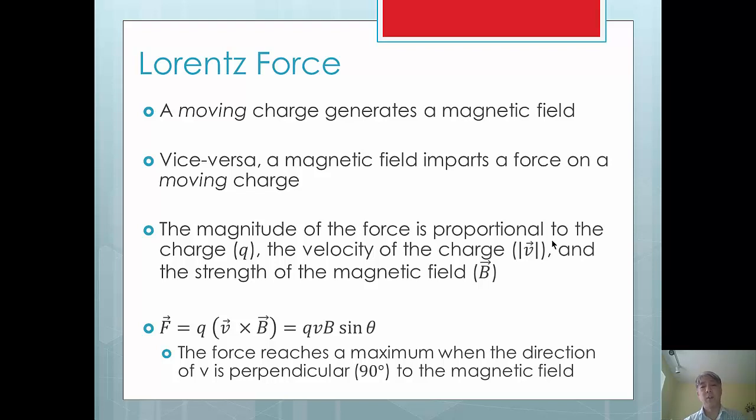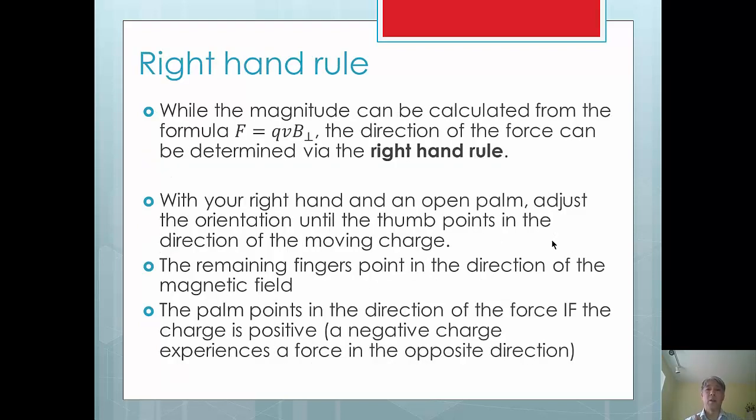and the magnetic field. The force is going to reach a maximum when velocity and the magnetic field happen to be perpendicular, or when theta equals 90 degrees, because sine of 90 is 1. It'll never be larger than 1. So then we basically have just Q, V, B. Most of our situations will have a 90-degree orientation between the velocity and the magnetic field. So that gives us the magnitude.